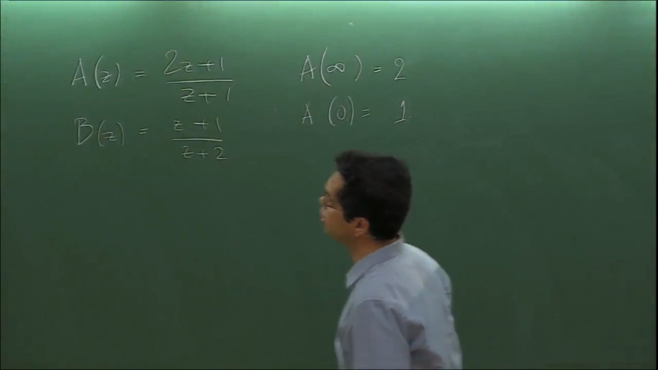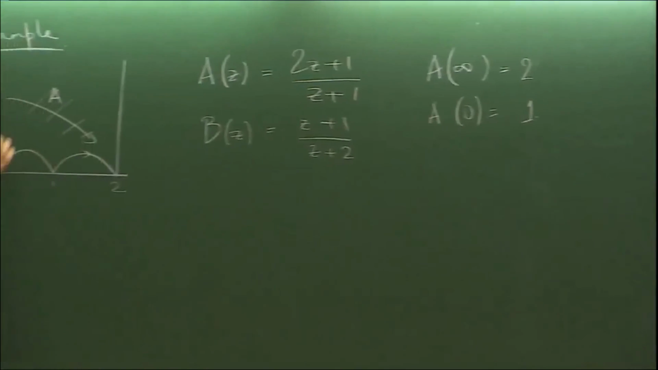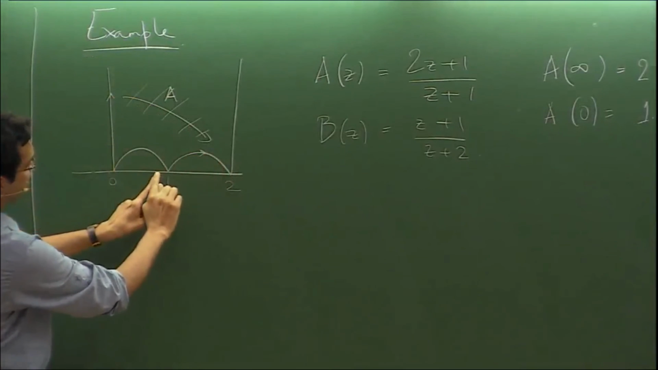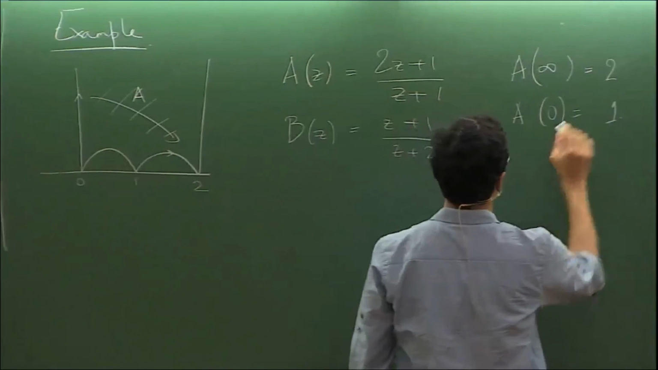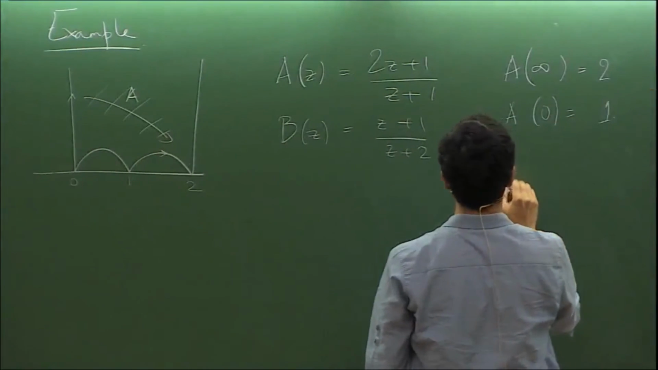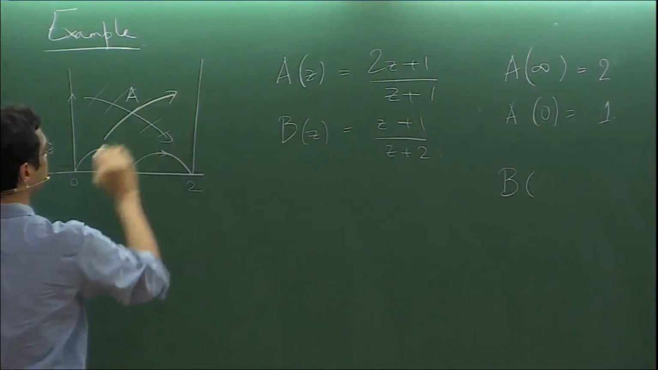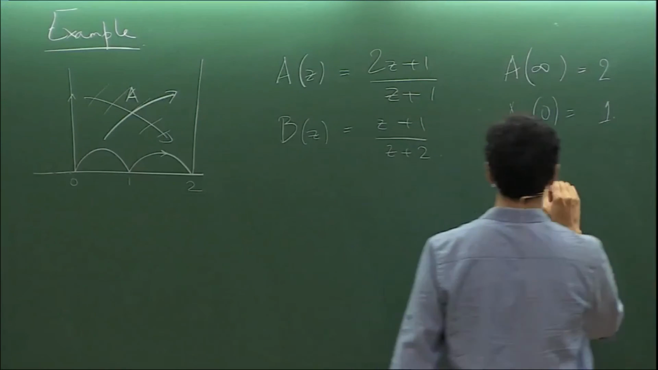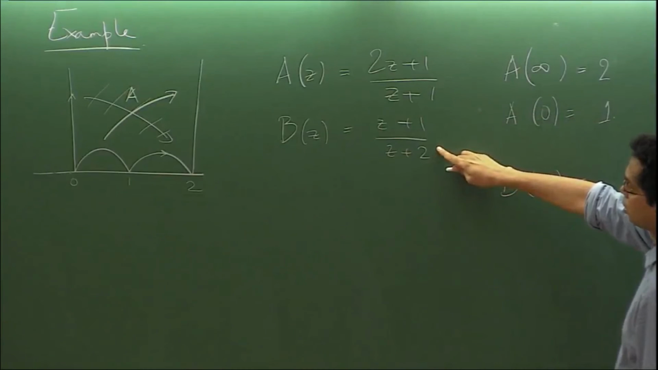And you can convince yourself that this vertical geodesic from 0 to infinity goes to this geodesic from 1 to 2. Okay, and what about B? B is going to be the other one, right? This here. So what happens to B of 0?